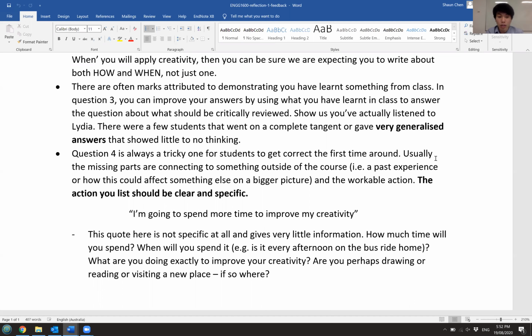So as an example, here's someone saying, "I'm going to spend more time to improve my creativity" as their final answer. Now, this one's really, really vague, because this quote doesn't give me any information at all. For example, I don't know how much time you're going to spend. When are you going to spend this time? You give me a time frame, you know, any sort of idea of the time frame, how long it will take perhaps, and what exactly are you going to do to improve your creativity?